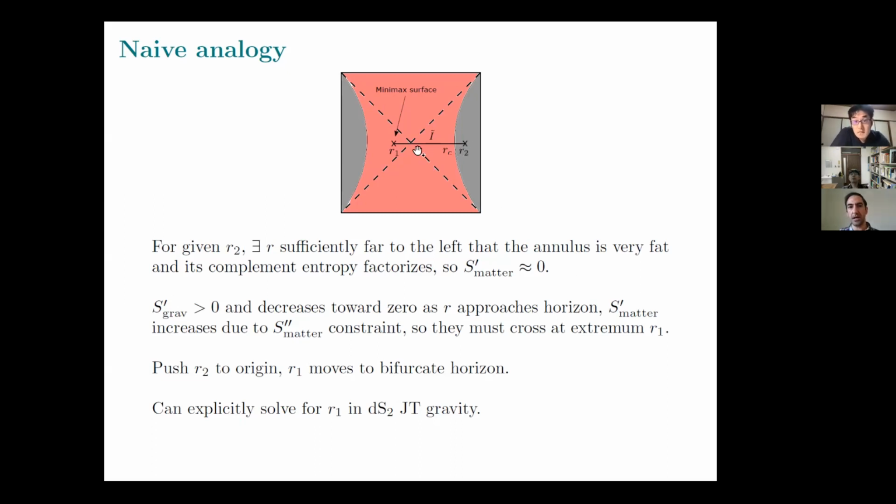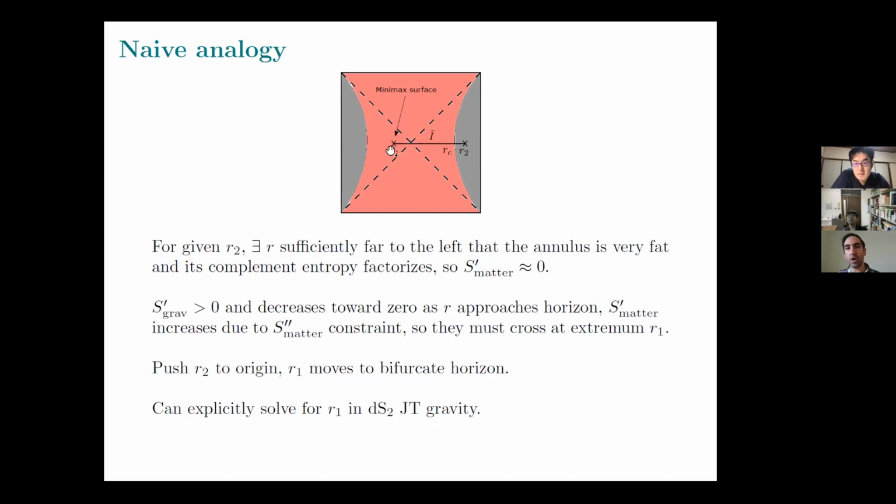And you can immediately see why entanglement wedge nesting is violated. In particular, imagine pushing R2 all the way to the origin. Now it's no longer an annulus, it's just a sphere entropy because it got infinitely thick. Which means the matter entropy, S prime matter, is exactly zero because the sphere entropy is just minus F. It has no dependence anymore on the spatial location. That means that R1 is going to move to the bifurcate horizon because you want the gravitational entropy's derivative to also vanish so that the two balance. S prime matter is zero, so S prime grav has to be zero. So R1 is going to push right onto the bifurcate horizon. So you see that you violate entanglement wedge nesting.